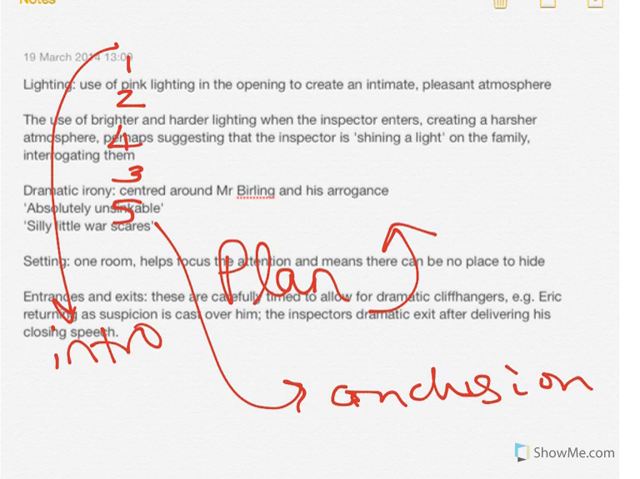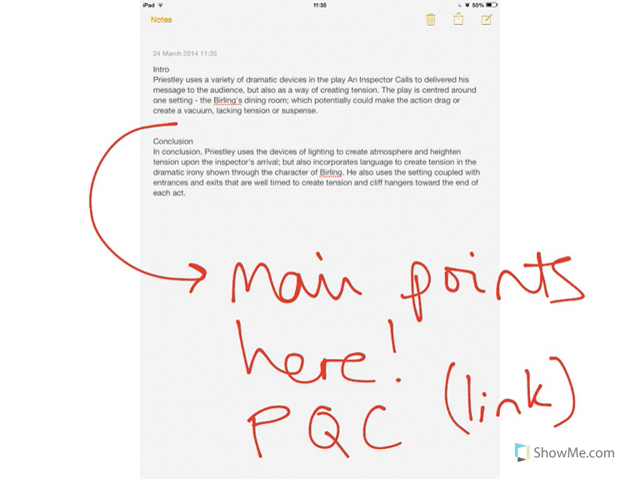Then the dramatic irony, so we're talking about the language in particular there, and how it's centred around Mr. Birling, and there's a couple of quotes to exemplify that. And finally I'd talk about entrances and exits and how they've been timed to allow for dramatic change and to create cliffhangers. I would put an introduction at the start and a conclusion at the end to tie it back to the question.